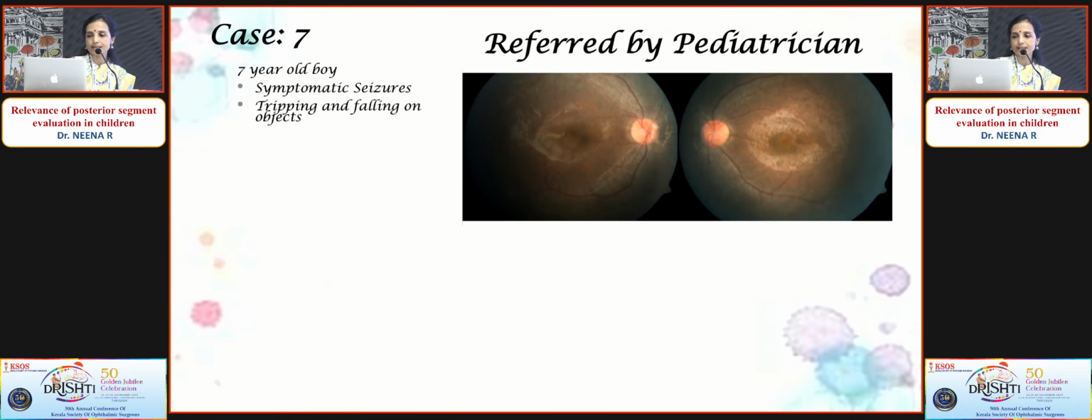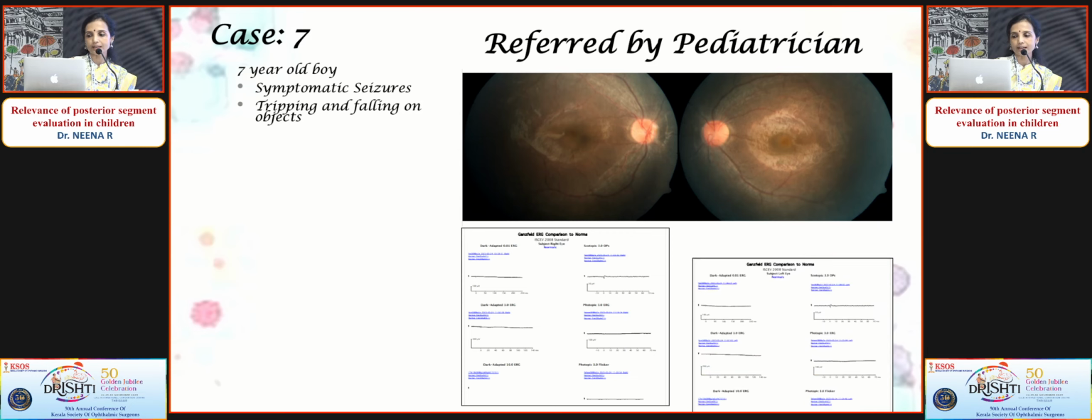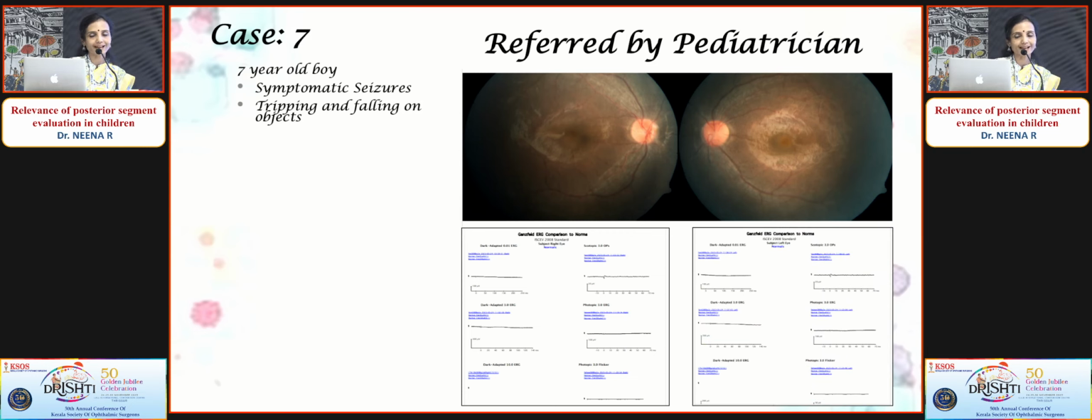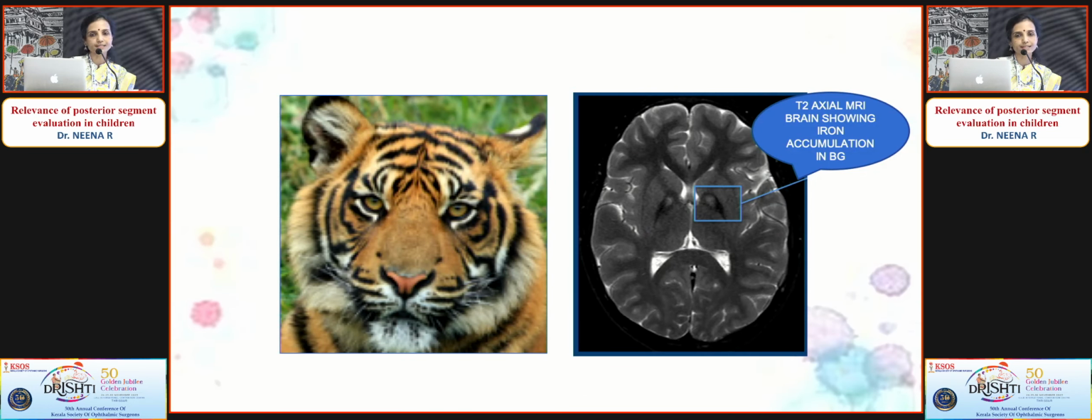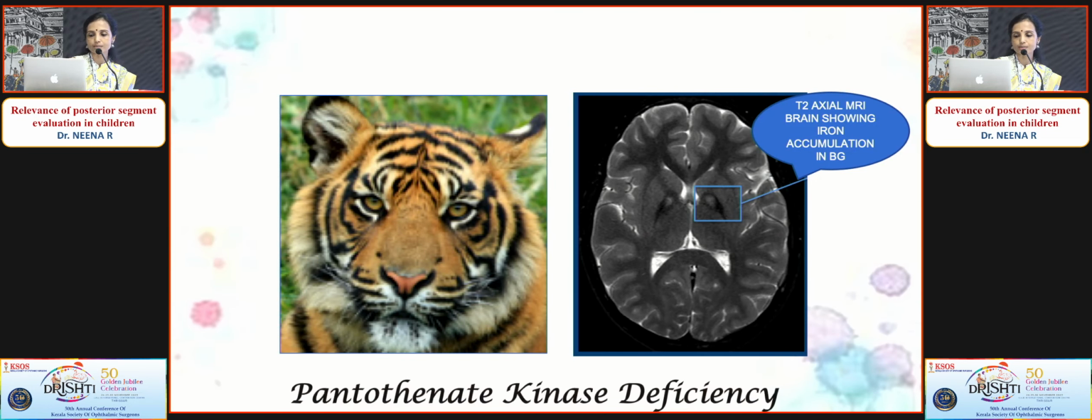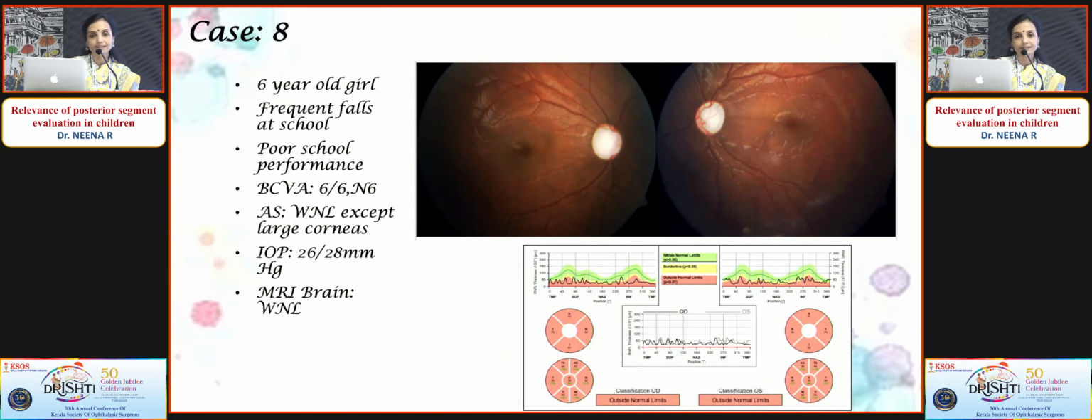And this is the last case referred again by a pediatrician to rule out a retinopathy because he was suspecting some condition, and we were able to document with ERG, flat ERG, retinal dystrophy. It turned out to have this eye of the tiger appearance on MRI, and it was pantothenate kinase deficiency. Again, juvenile glaucomas can be picked up.